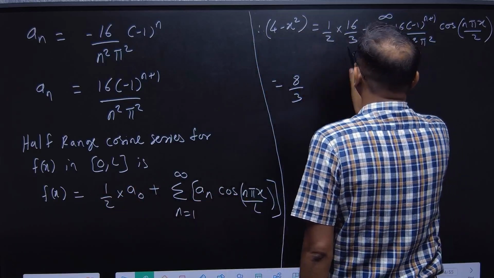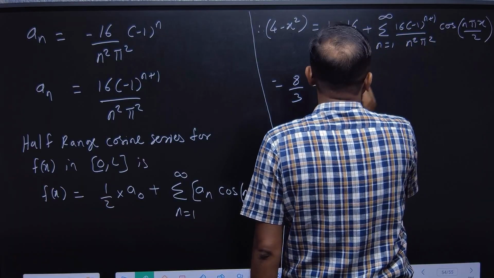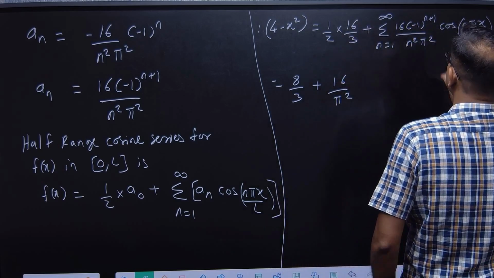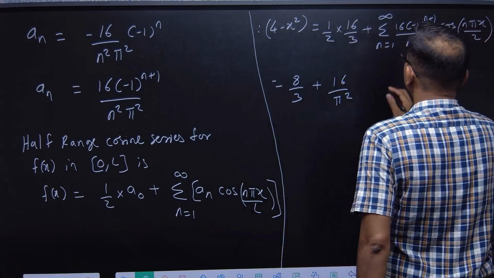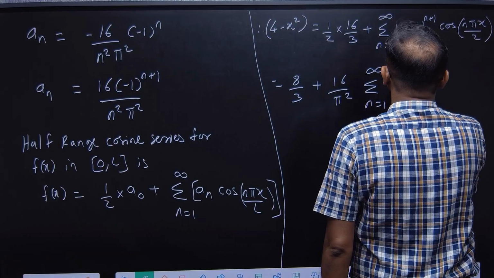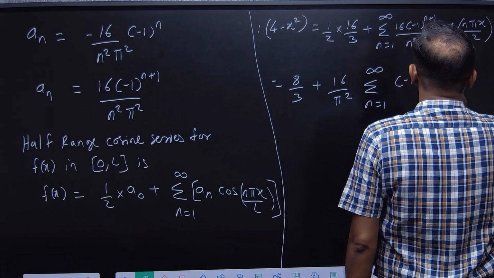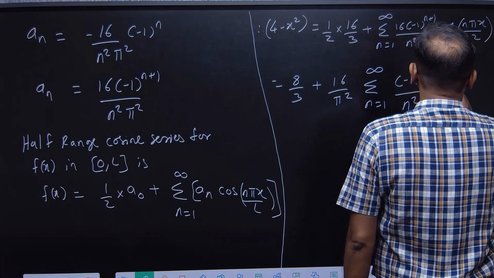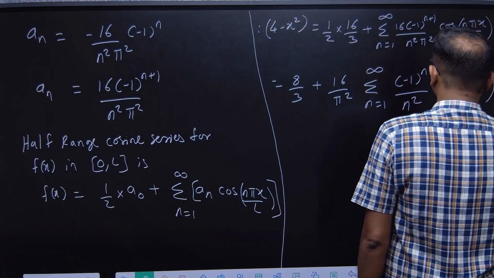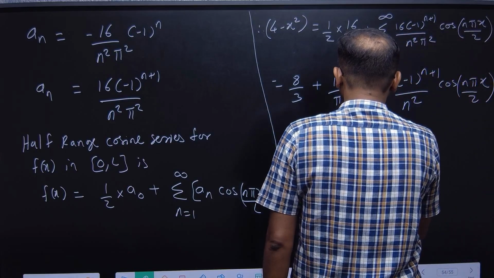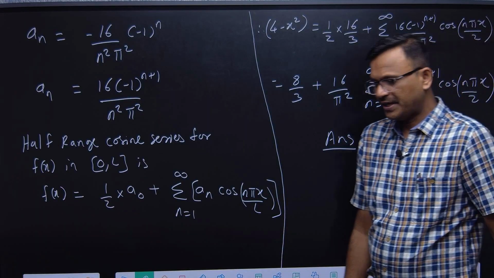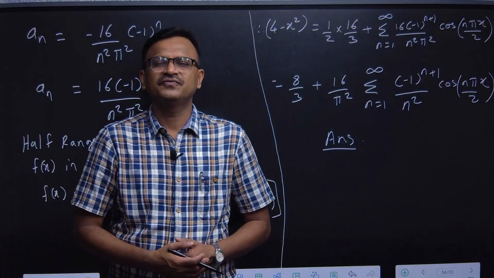It becomes 8 by 3 plus, you may take 16 upon pi square common. You may keep this term as it is, or you may take the constant term 16 upon pi square common from the summation sign, outside the summation sign. It is minus 1 raised to n plus 1 upon n square into cos n pi x upon 2 as our answer. So this is the required half range Fourier cosine series.